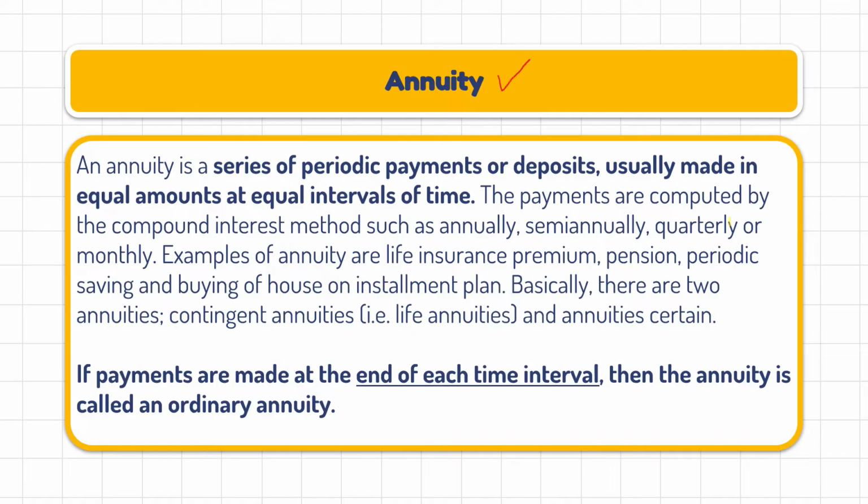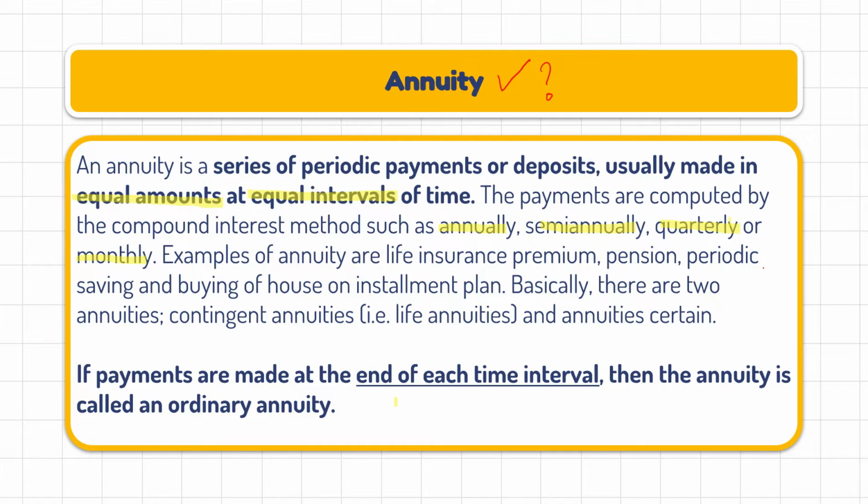Annuity. What is an annuity? An annuity is a series of periodic payments or deposits usually made in equal amounts at equal intervals of time. The payments are computed by the compound interest method such as annually, semi-annually, quarterly, or monthly. Examples of annuity are life insurance premium, pension, periodic saving, and buying of house on installment plan.